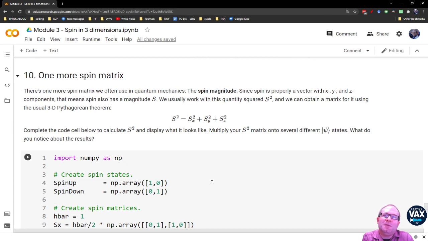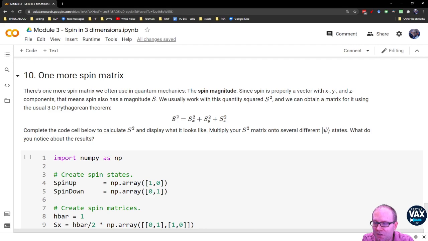All right, last piece we'll take a look at. There is one more spin matrix. Since spin is a vector, that means it has a magnitude. Well, how do you get a magnitude? Well, you use the 3D Pythagorean theorem. You take x squared plus y squared plus z squared. That becomes your spin magnitude squared. So this is another operator. This is another thing that you can measure.